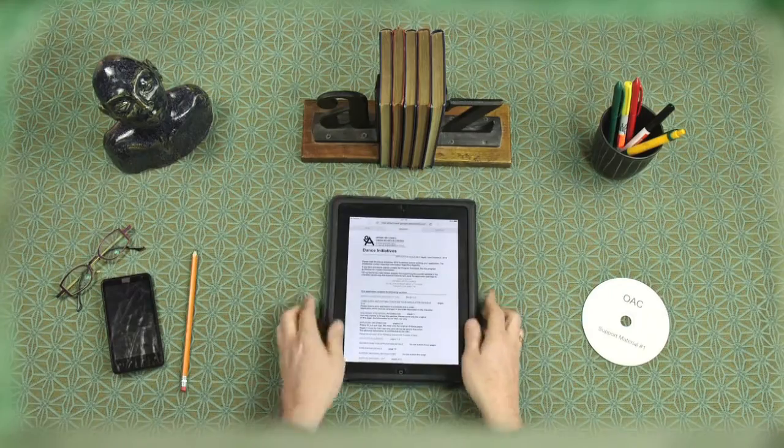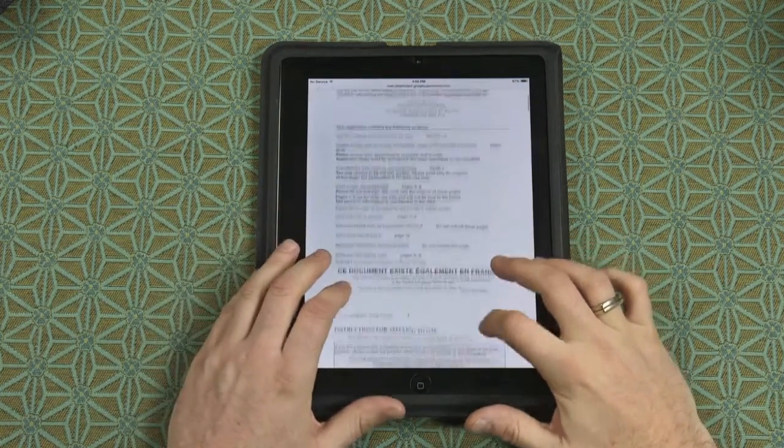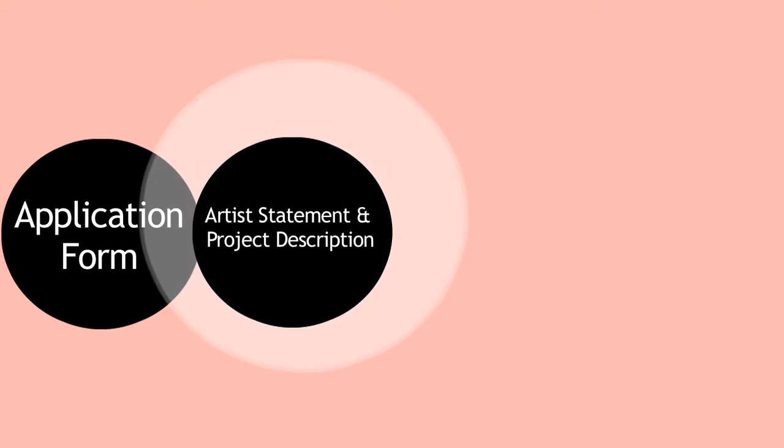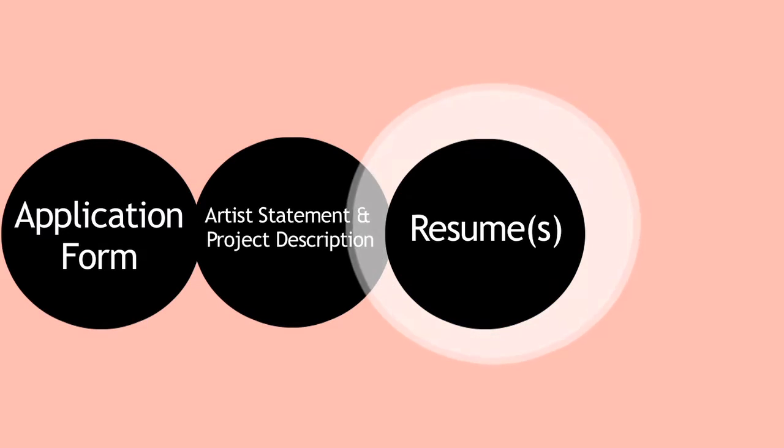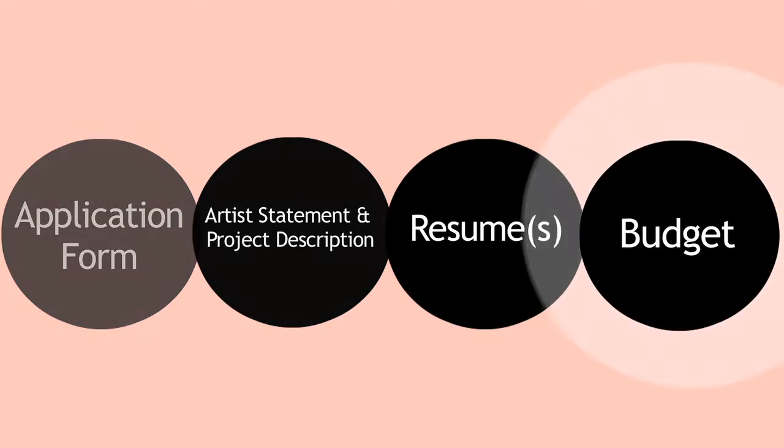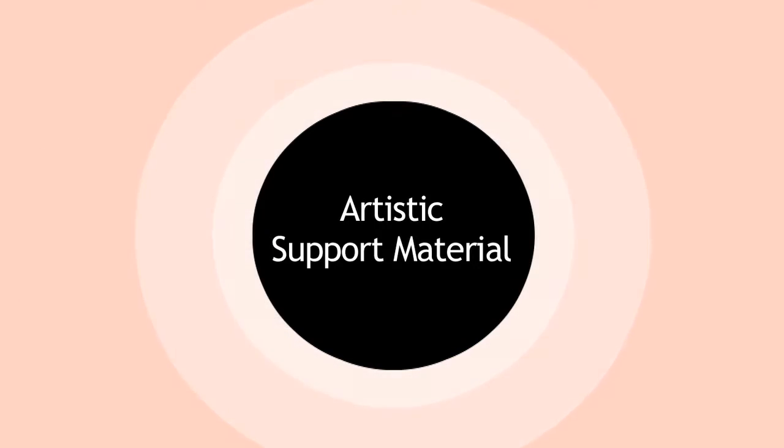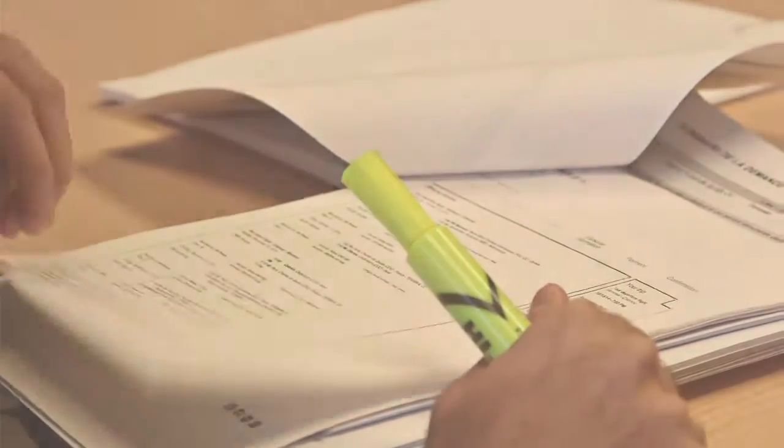Grant applications for OAC's performing arts programs are typically made up of these components: the application form, the artist statement and project description, the resumes of the individuals involved, the budget, and the artistic support material. Once your application is received, the program officer assembles a jury to review applications and make decisions on who will receive a grant based on the program's criteria.